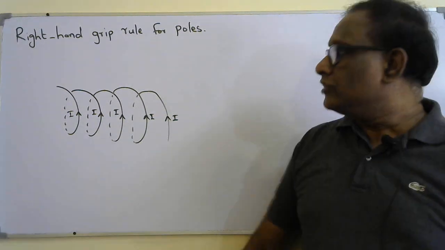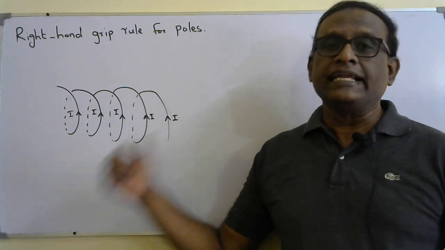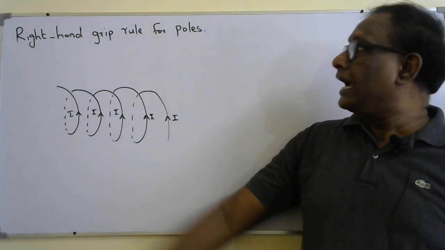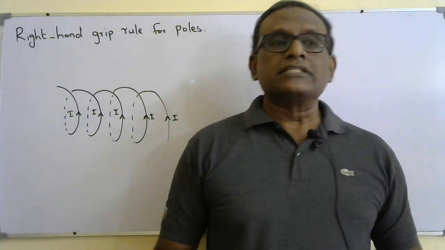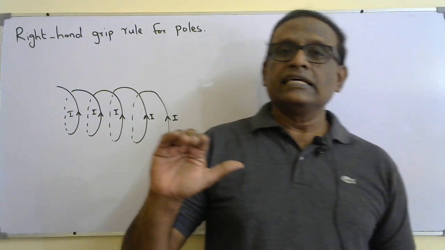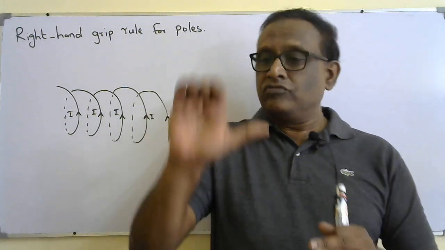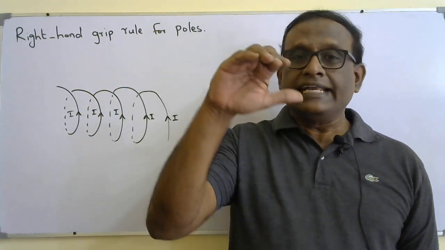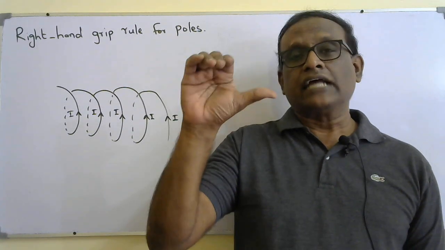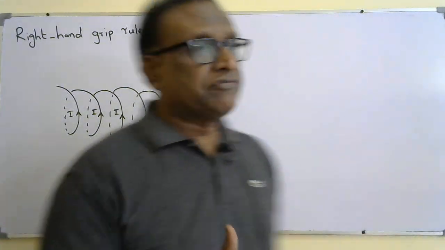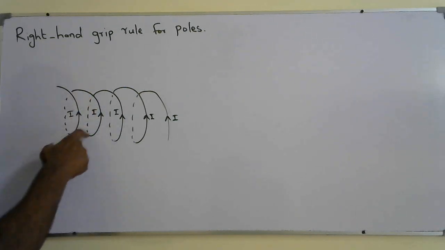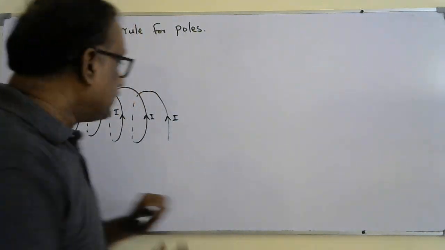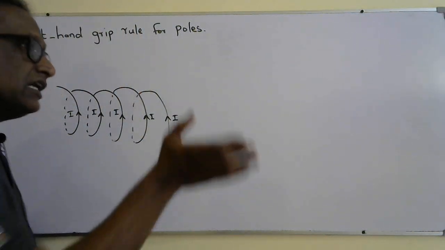Okay, so here, how to find which end is the north pole and which end will become the south pole when the solenoid carries current? For that we use the right hand grip rule for poles. As I said earlier for the right hand grip rule for field, keep the right hand like this. But here, the four fingers indicate the direction of the current, then the thumb will indicate the north pole. Say for example, here the solid lines are showing the part which is closer to you. The dotted lines indicate the part of the solenoid away from you.